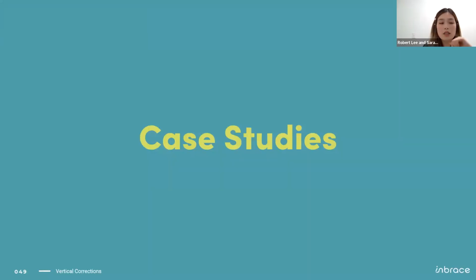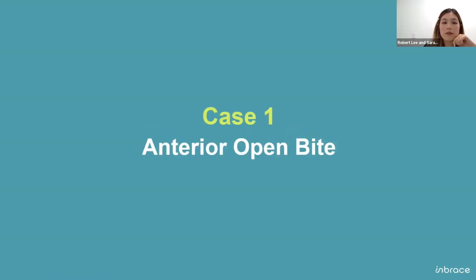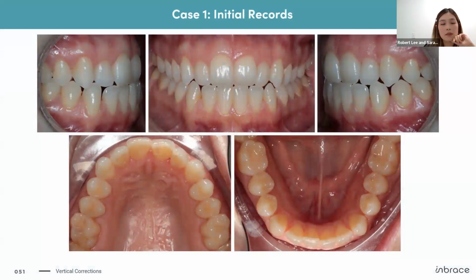So let's move on into case studies now. This is first case with a patient with an anterior open bite. So these are the patient's initial records. Patient is a 31-year-old female who presented with the chief complaint of her edge-to-edge bite and spacing. She didn't want to deal with the hassle of aligners and did not want traditional braces as a working adult, so she opted to go with InBrace.